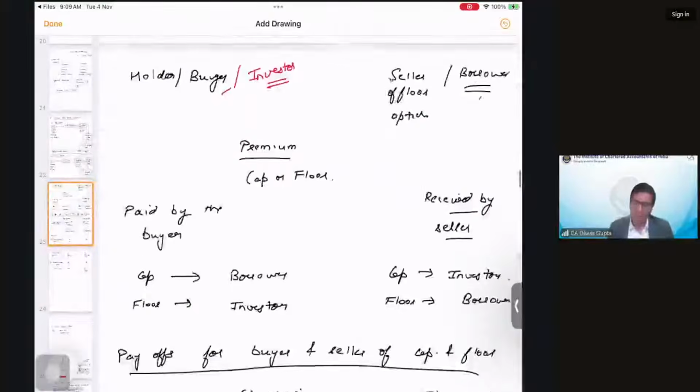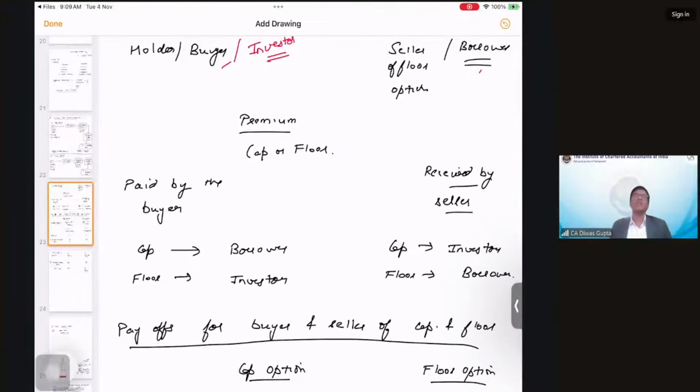Now, around the premium. The counterparty is giving you a commitment that it will honor the contract in case you want them to honor it. That premium will also be paid in the form of a cap or a floor, right? Whether it is a cap option or a floor option, the premium will be paid. The premium will be paid by the buyer and received by the seller, first of all. The buyer will be the buyer of the option, the seller will be the seller of the option.